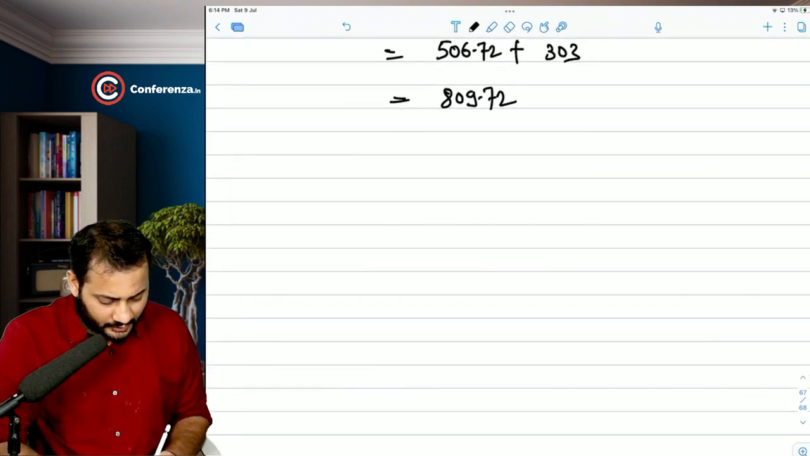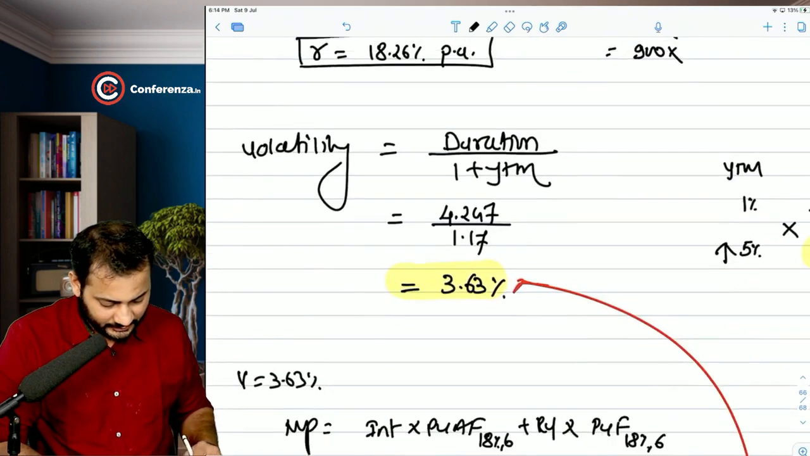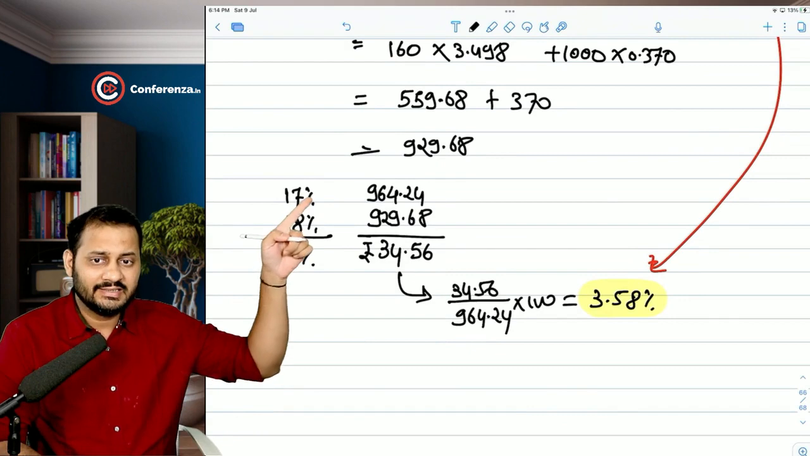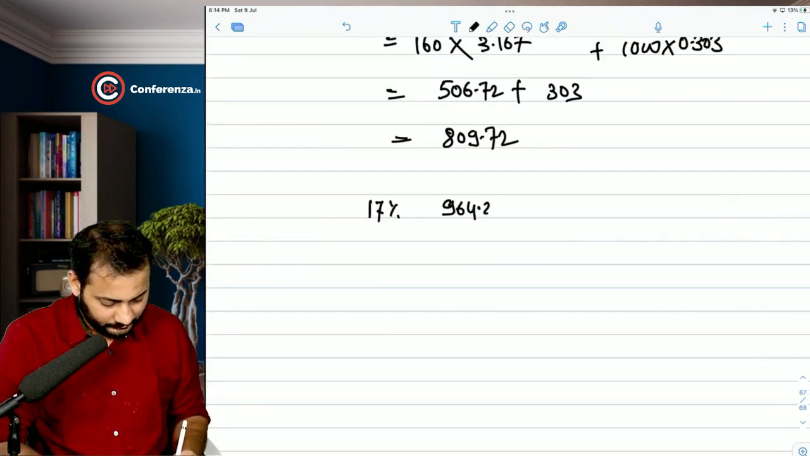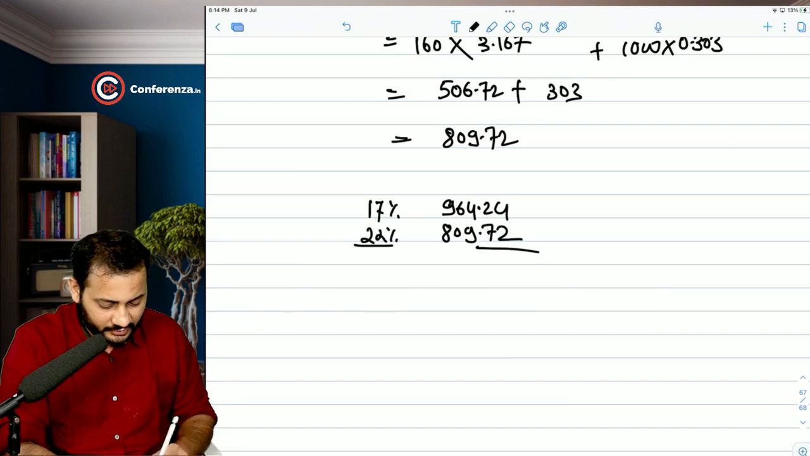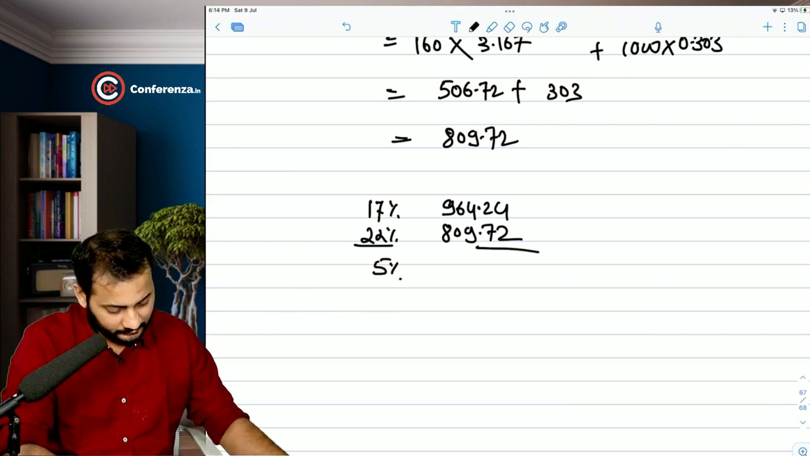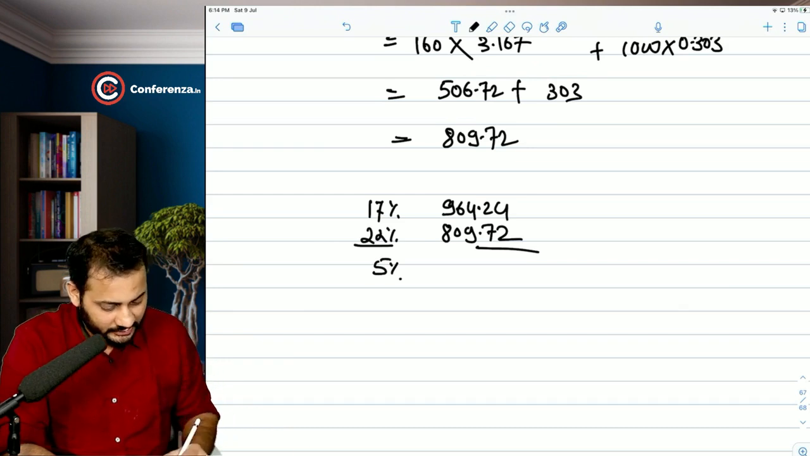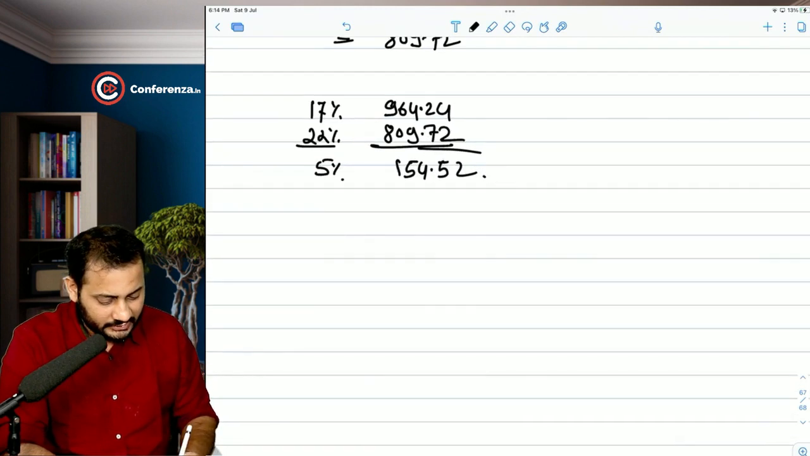Now, at 17%, the market price was something like, what was that? 964.24. And now at 22%, it is 809.72. Let's find out. The change in the YTM is 5%. The original price is 964.24, and the change in the market price is 154.52.